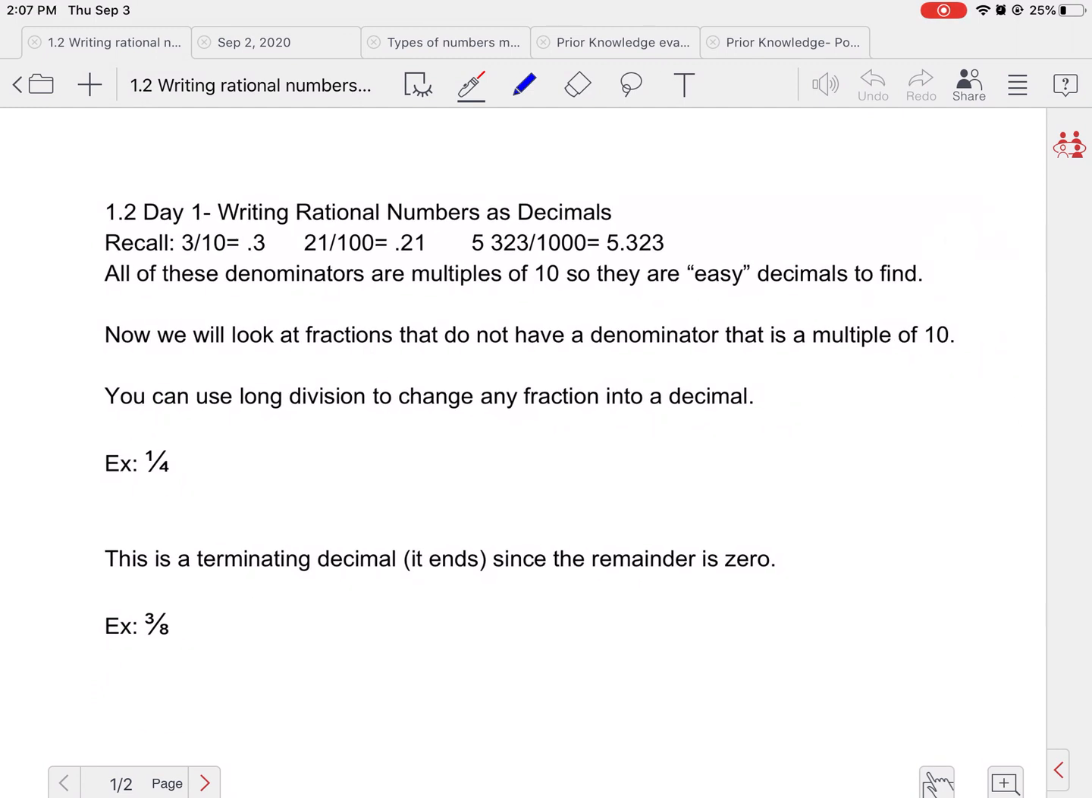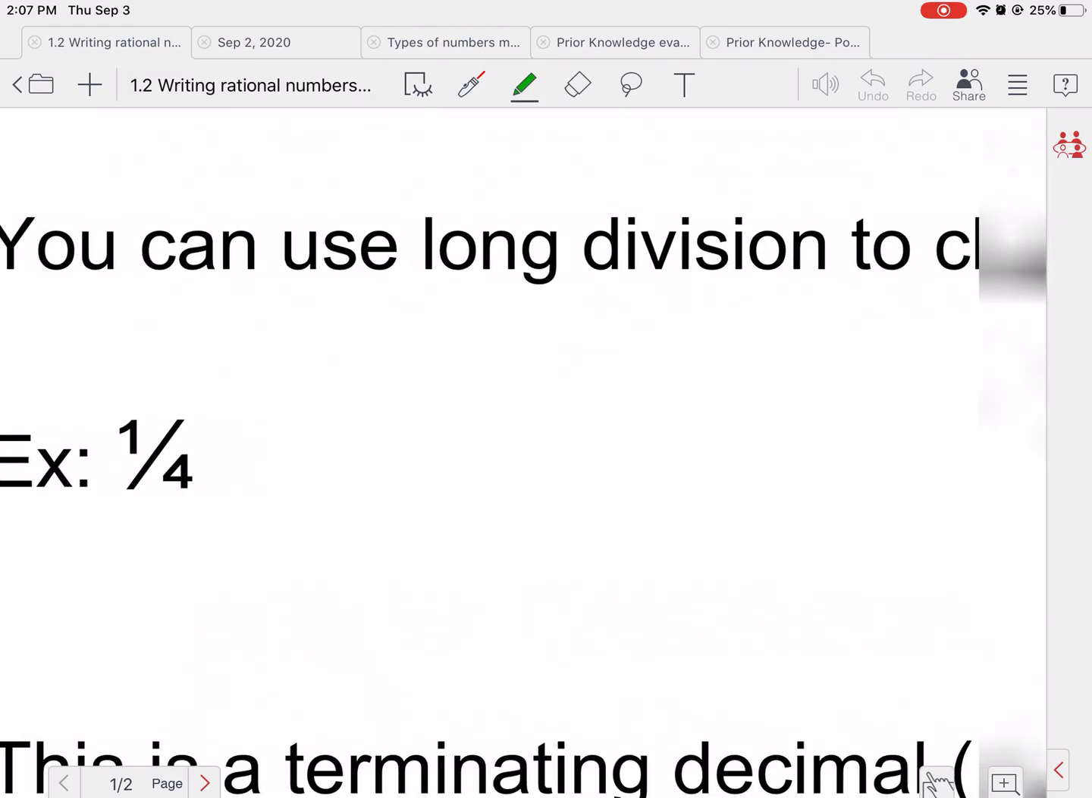So all these denominators are multiples of 10, so they're very easy decimals to find because we can put them in a place value. If we can get a number to look like 100, that's even better because then we can just do the same thing. But sometimes denominators will not be multiples of 10, so we'll have to look at that as well. We can use long division to change any fraction into a decimal.